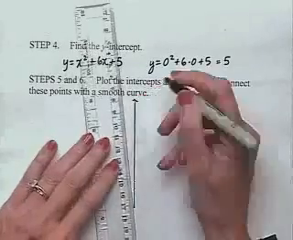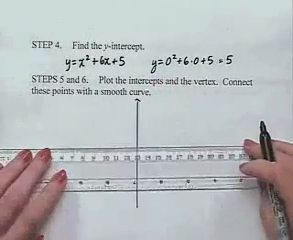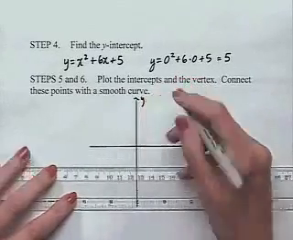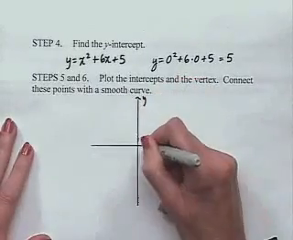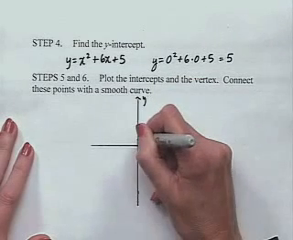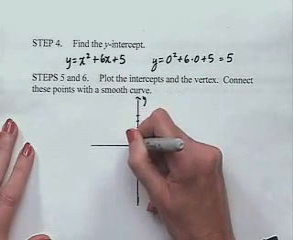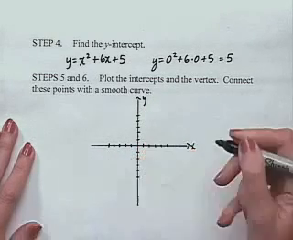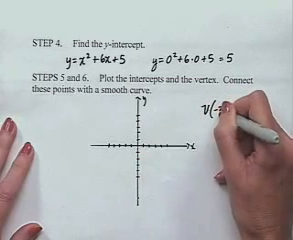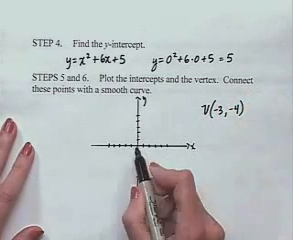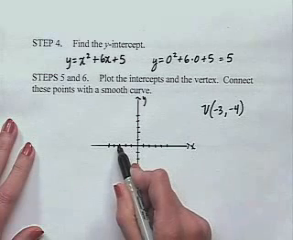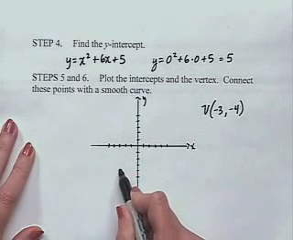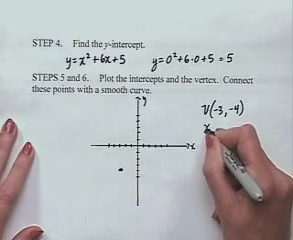So we'll quickly sketch out our axes. And let's mark some units, 1, 2, 3, 4, 5 in each direction. And plot our points. We had our vertex at (-3, -4). Moving 3 units to the left, 1, 2, 3, and 4 units down, 1, 2, 3, 4, we can plot our vertex.